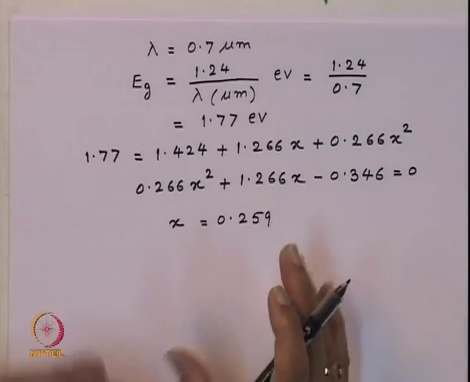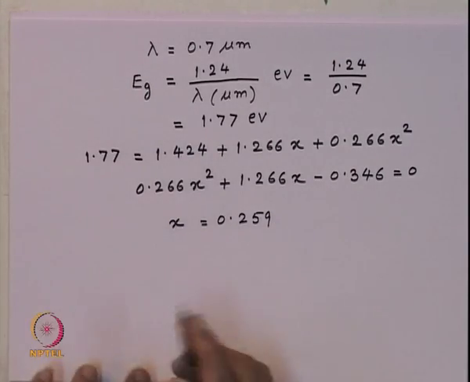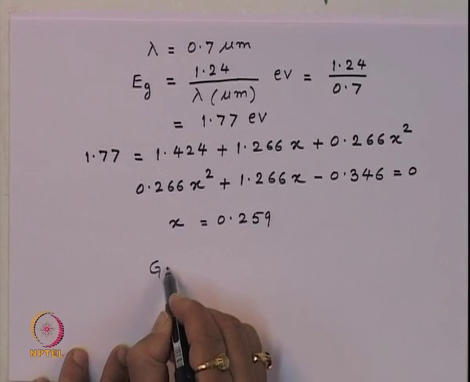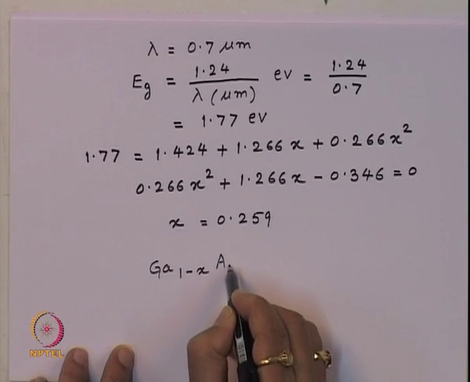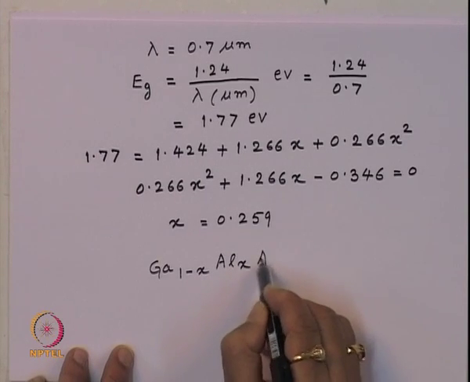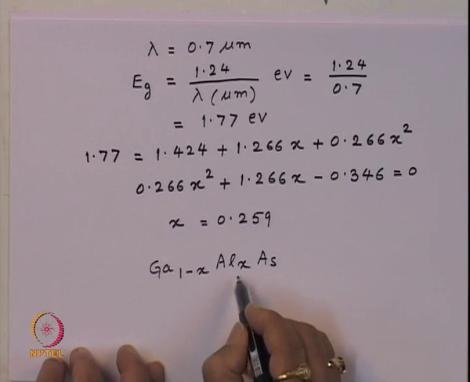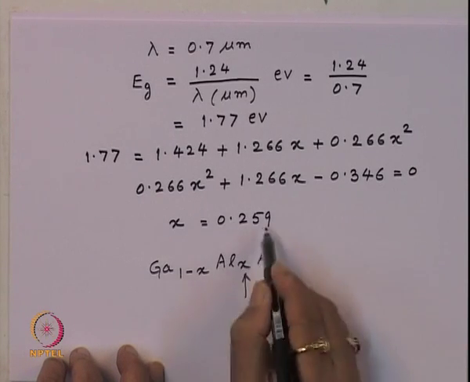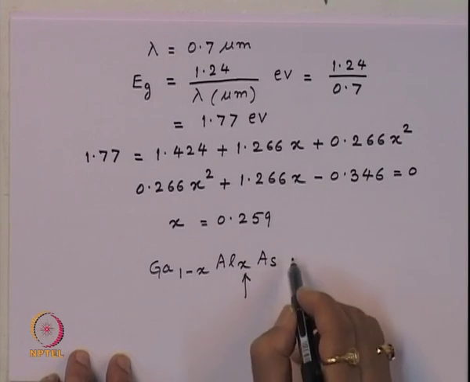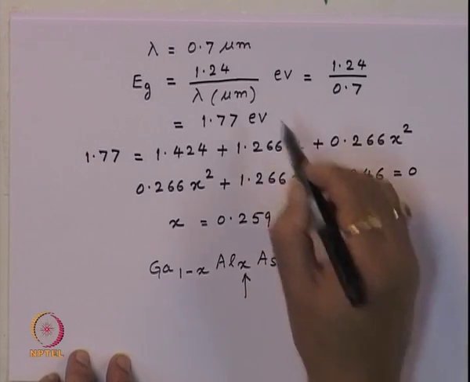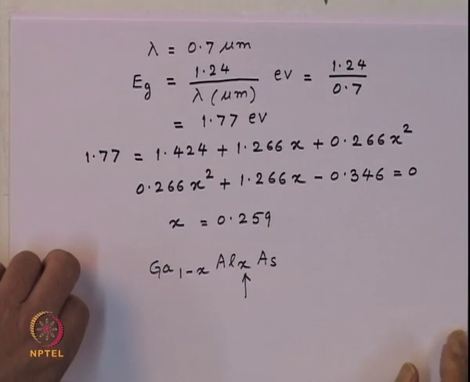So, this is one of the simplest problems, which says that if you have a material gallium 1 minus x, aluminum x and arsenic, then for this value of x, which is 0.259, this ternary material will emit a wavelength which will be 0.7 micrometer.